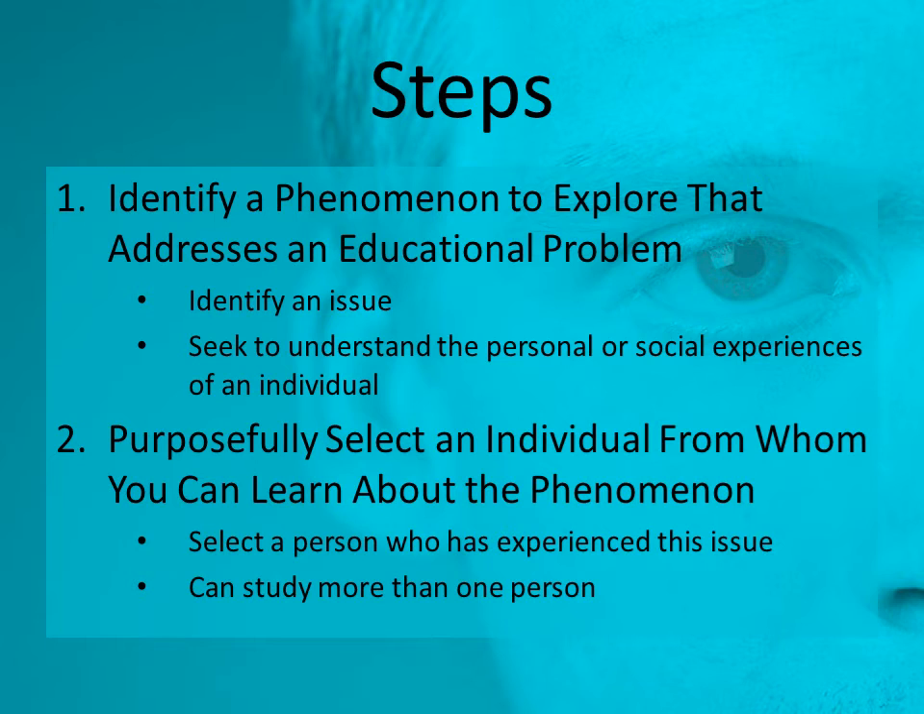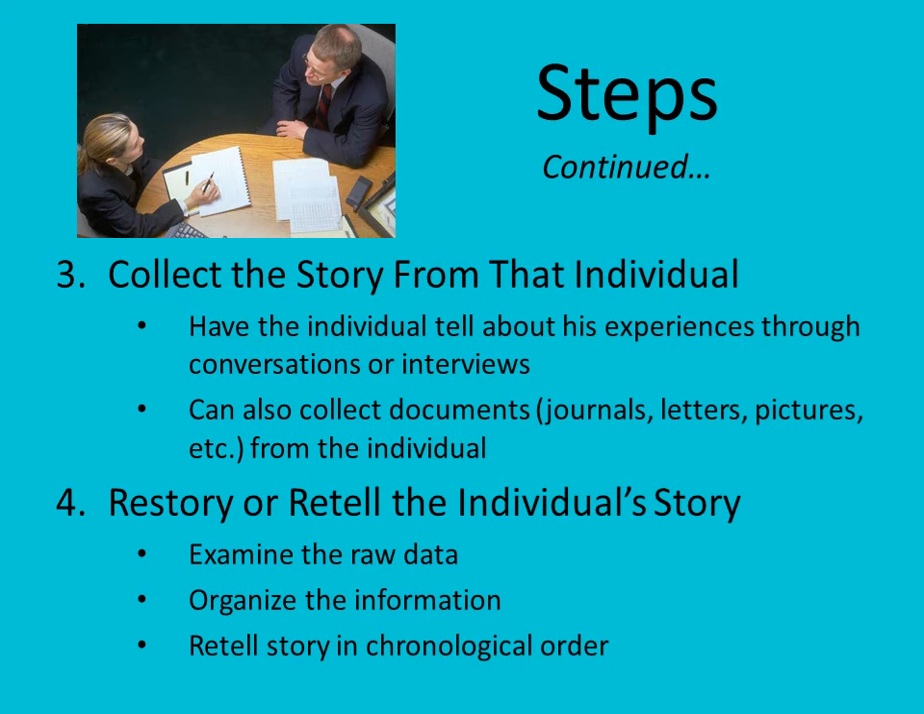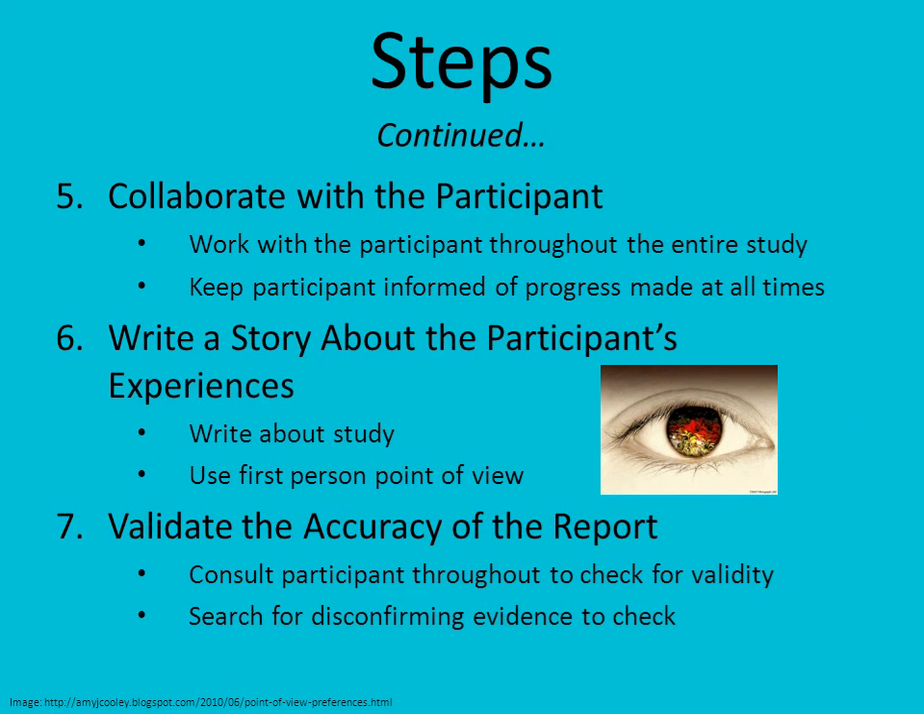The following are the steps of narrative research design. Number 1. Identify a phenomenon to explore that addresses an educational problem. Number 2. Purposely select an individual from whom you can learn about the phenomenon. Number 3. Collect the story from that individual. Number 4. Restory or retell the individual's story. Number 5. Collaborate with the participant. Number 6. Write a story about the participant's experiences. And number 7. Validate the accuracy of the report.